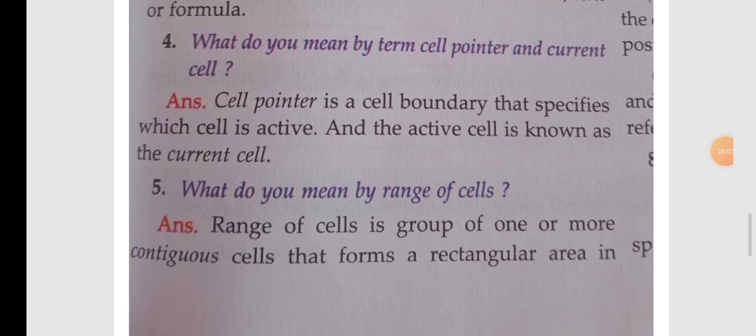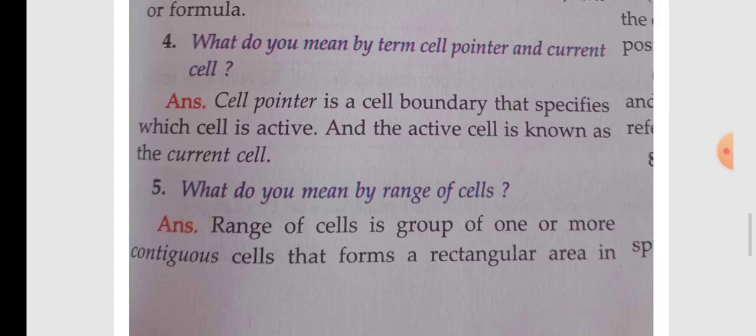Our next question is, what do you mean by the term cell pointer and current cell? So the cell pointer is a cell boundary that specifies which cell is active, and the active cell is known as the current cell. So the active cell is known as the current cell, and the cell pointer is a cell boundary that specifies which cell is active.